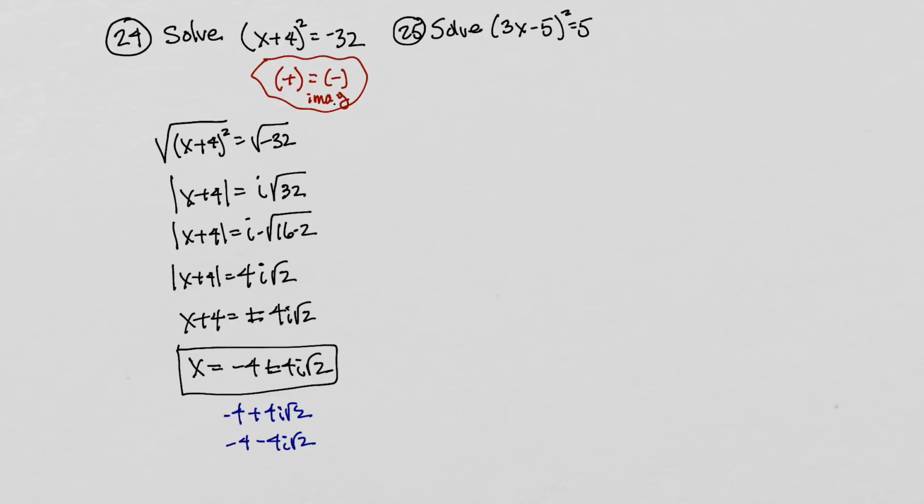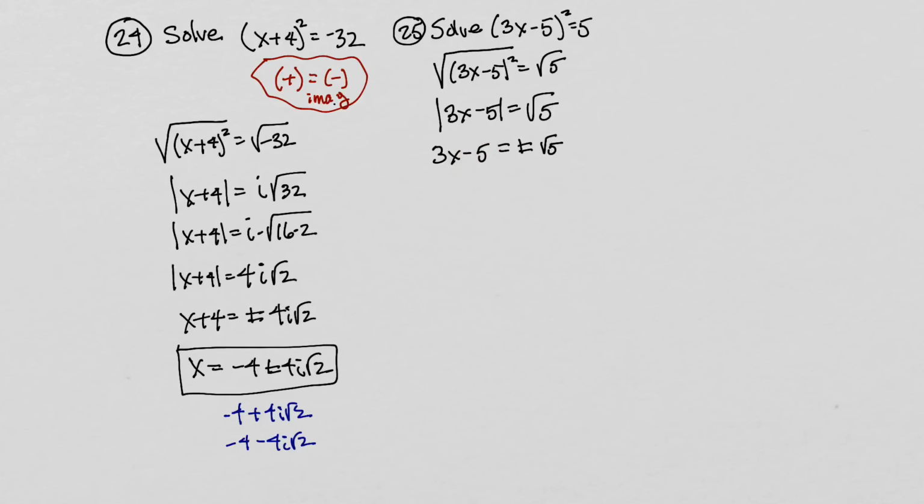Now here in 25, again we have something squared equaling a number. Let's just square root each side. Take square roots. We'll get the square root of (3x minus 5) squared equals the square root of 5. And on the left side, now we've got the square root of a square, so we get the absolute value of 3x minus 5 equals square root of 5. And now when we take the absolute value, we get the plus or minus. So we're going to get 3x minus 5 equals plus or minus square root of 5.